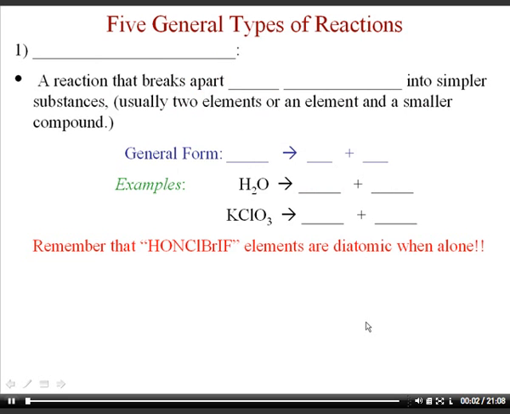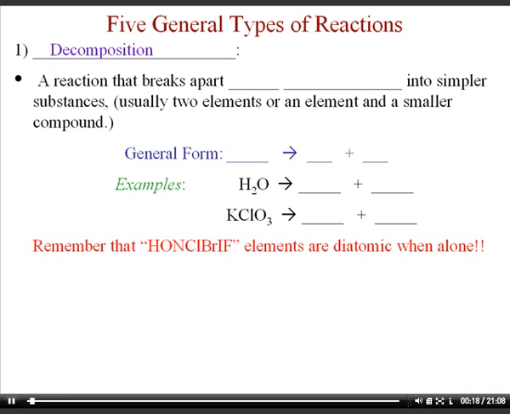This lecture will be the final one for Chapter 8. It's going to be covering the 5 general types of reactions that occur. Now there are other types of reactions that occur, but for first year chemistry we're just going to cover these 5 main types. The first type of reaction that we cover is called a decomposition reaction.